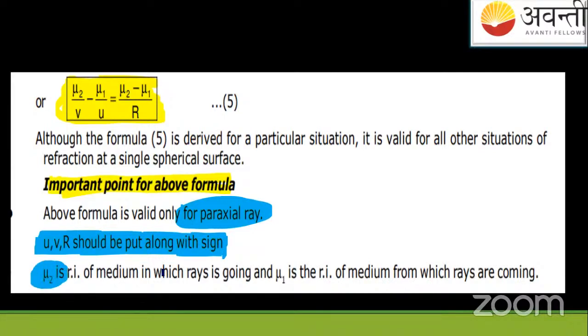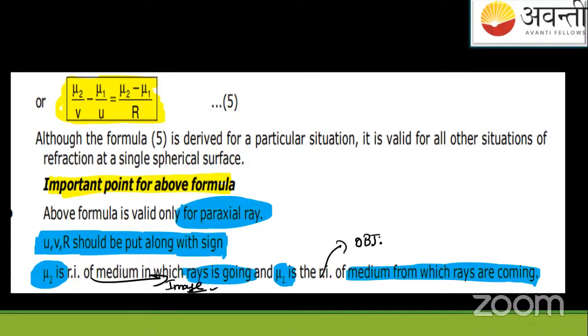Mu2 is the medium in which the rays are going, and mu1 is the medium from which the rays are coming. Rays are going means towards the image. This mu1 is for the object here. Okay?